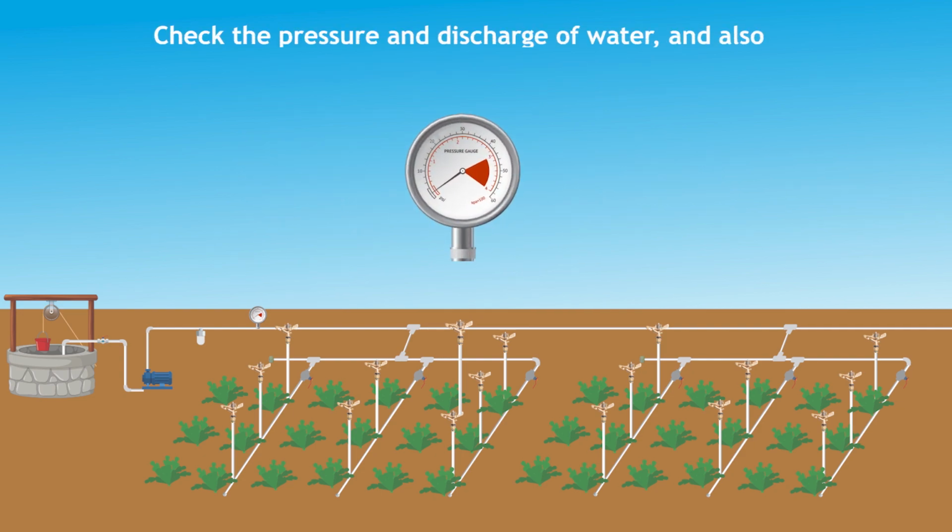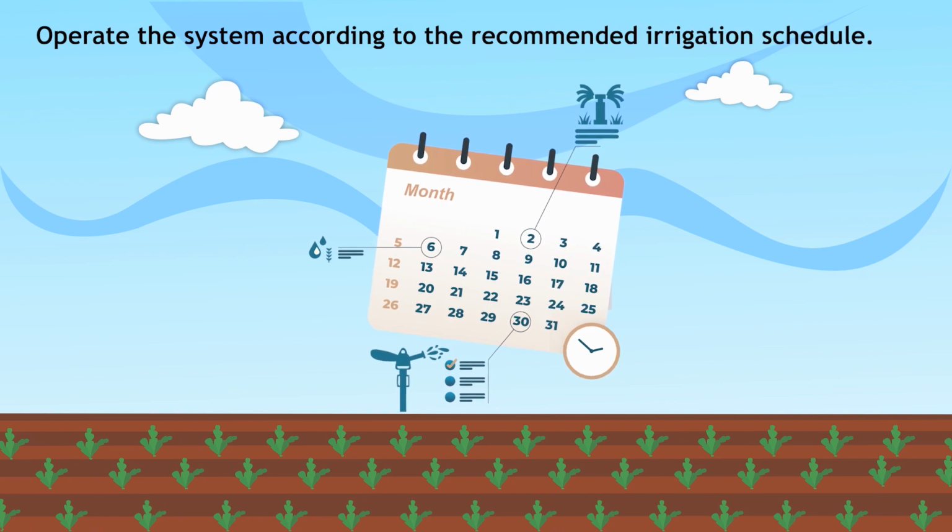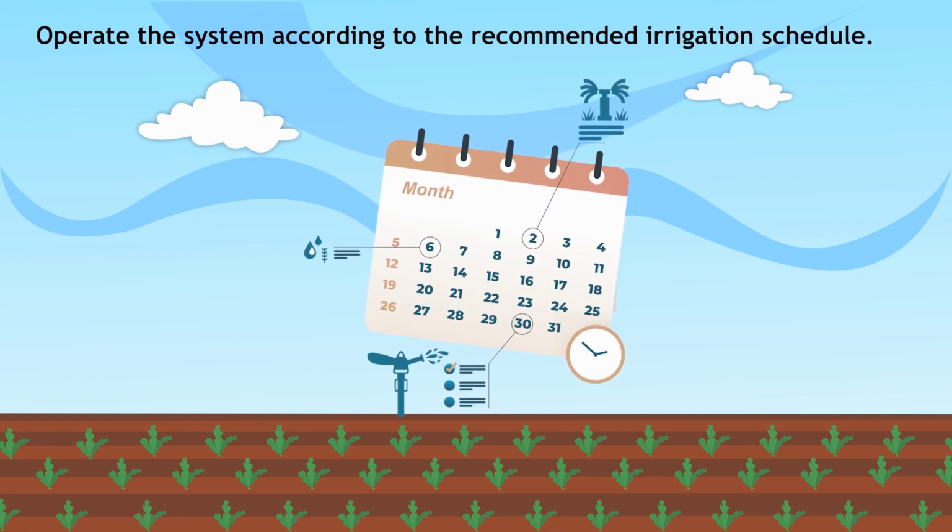Check the pressure and discharge of water, and also ensure that all sprinklers are operational. Operate the system according to the recommended irrigation schedule. So these are the various steps that you need to follow while operating a sprinkler irrigation system. Now let's see what we understand by efficiency of sprinklers.